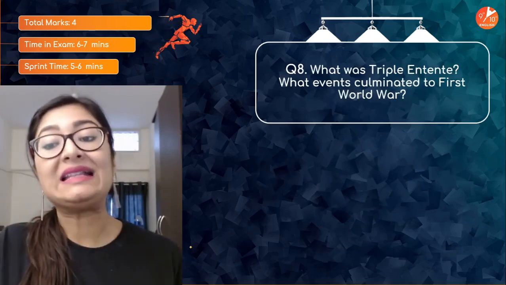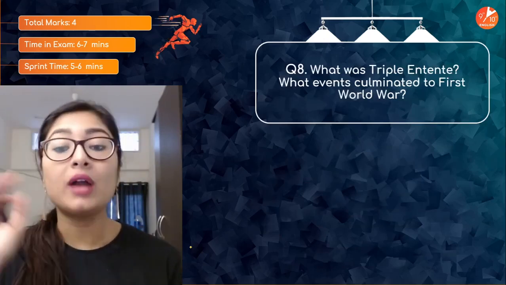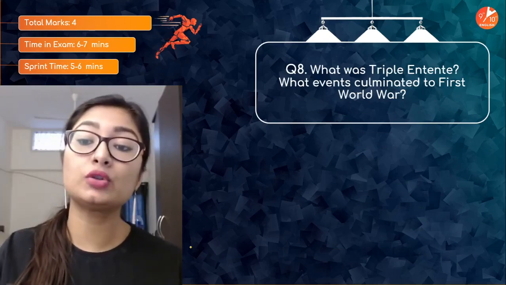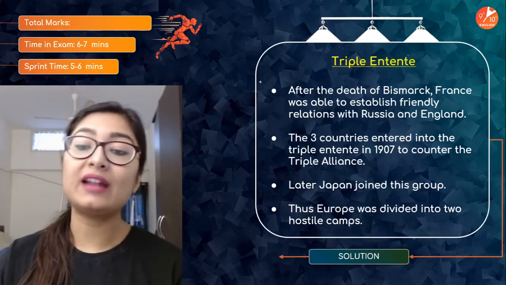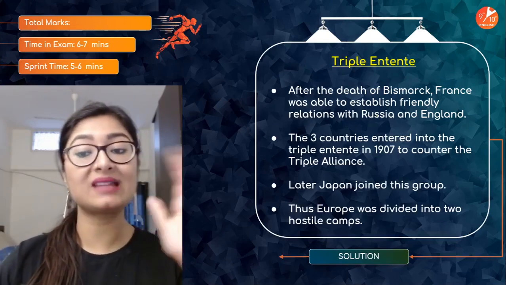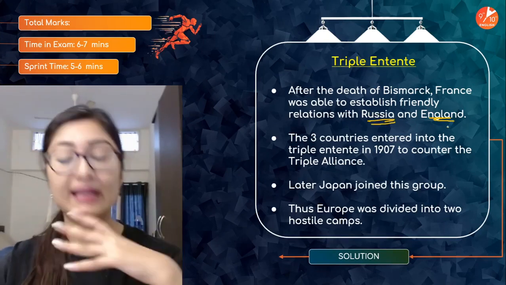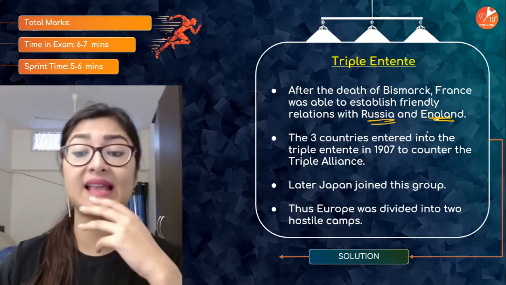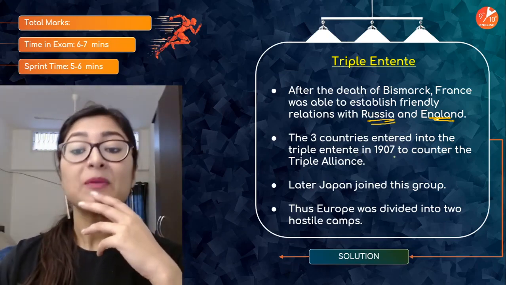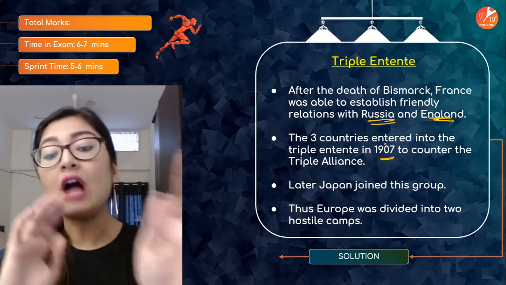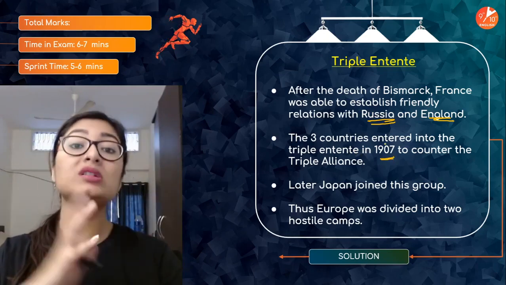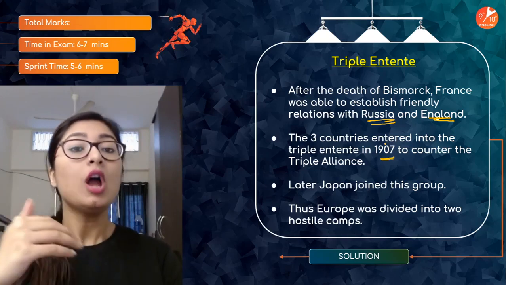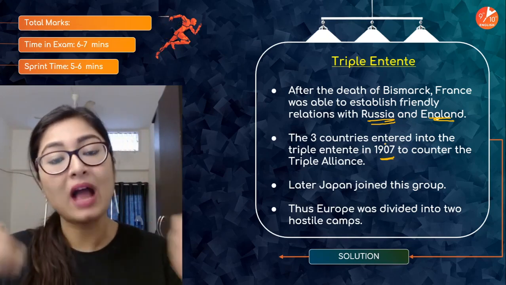What was the Triple Entente, or what events culminated in the First World War? Bacha, it was multiple things, right? After the death of Bismarck, France was able to establish friendly relations with Russia and England. The three countries entered into a Triple Entente in 1907 to counter the Triple Alliance. So they always knew that to outnumber them or to not lose in front of them, they would have to have a strong front.